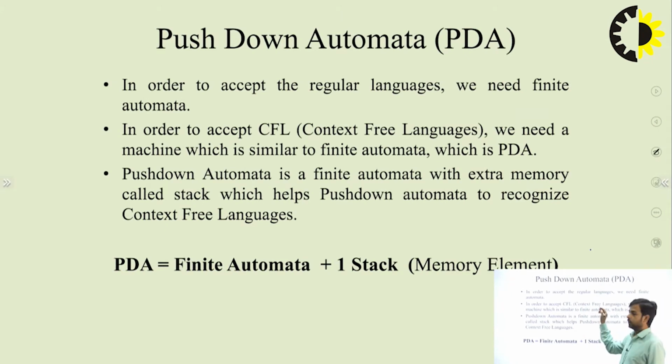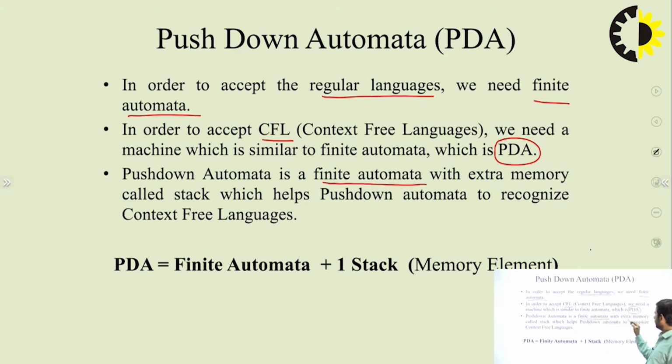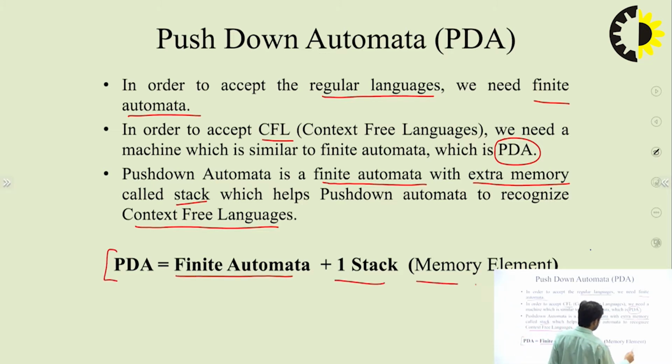We know that a regular language is accepted by a finite automaton. In order to accept a CFL, we require a machine, and that machine is the PDA. A PDA is similar to a finite automaton with some extra memory, and that extra memory is called the stack, which helps the PDA recognize a CFL. So in short, we can say that a PDA is a finite automaton plus one stack, and this stack is a memory element. We discussed that in the last lecture.